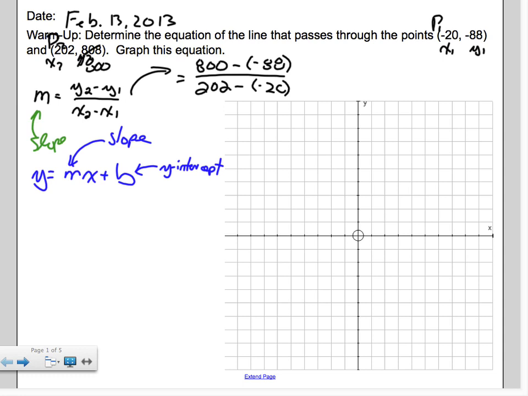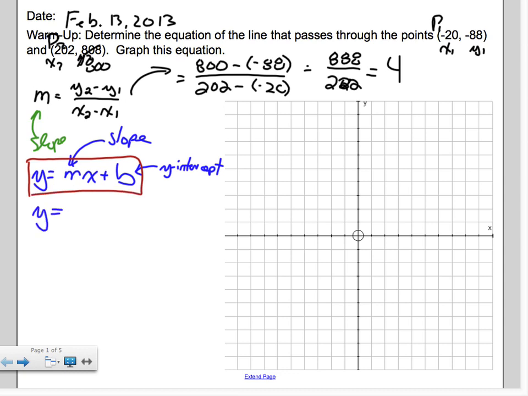So here 800 plus 88 gives us 888. 202 plus 20 gives us 222. And we take that, plug it in our calculators, so we get a slope of 4. Just take one piece of information at a time and plug it back into our general equation. So now we get y is equal to 4x plus b. Don't need to get the whole thing at once. One thing at a time.